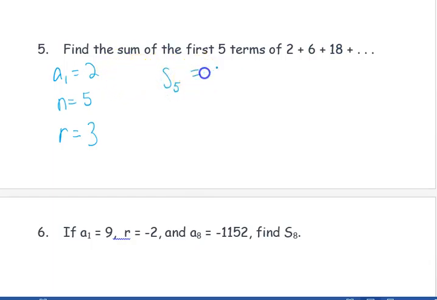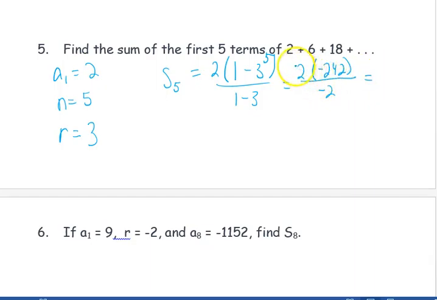So s sub 5 would be the first term, 1 minus my r to the 5th, over 1 minus r. And so, again, I'm going to work that inside of the parentheses first, and I get a negative 242. On the bottom, 1 minus 3 would be a negative 2. And the 2's will cancel and the negatives will cancel, so I end up with a positive 242.